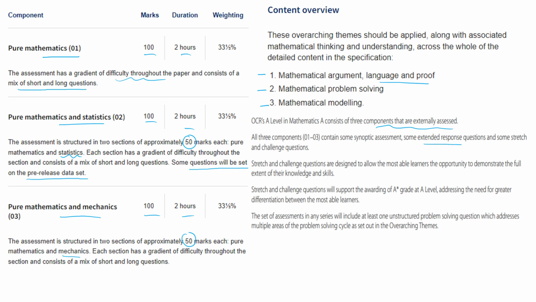There's some extended response questions and some stretch and challenge questions. The stretch and challenge questions are to support those pupils who want to gain A star at A level. The sets of assessments in any of the series will include at least one unstructured problem solving question which addresses multiple areas of the problem solving cycle.